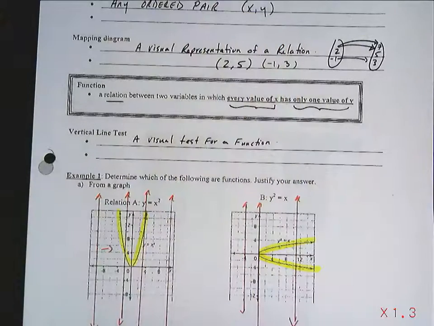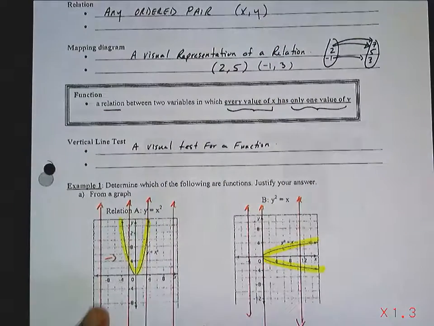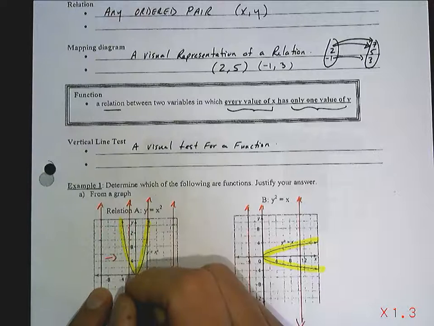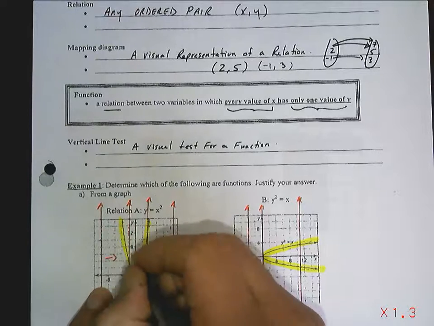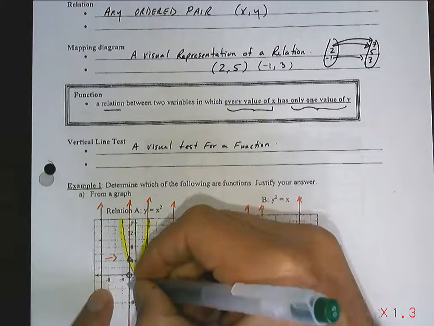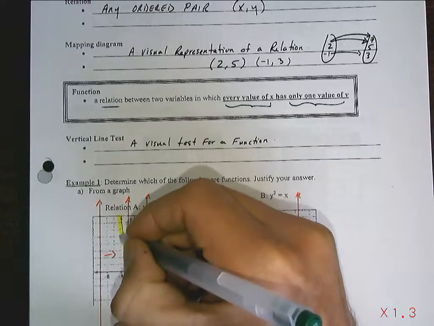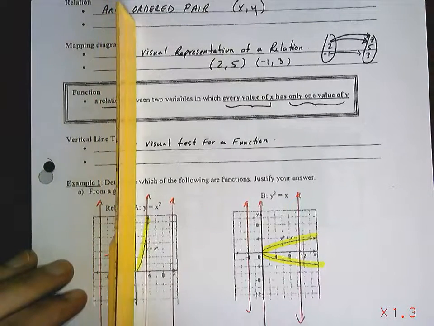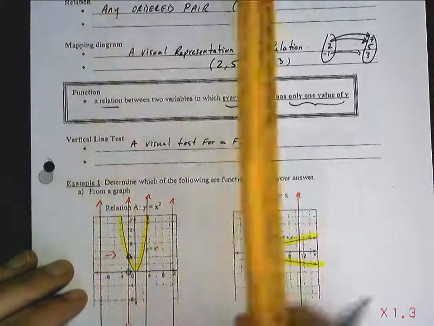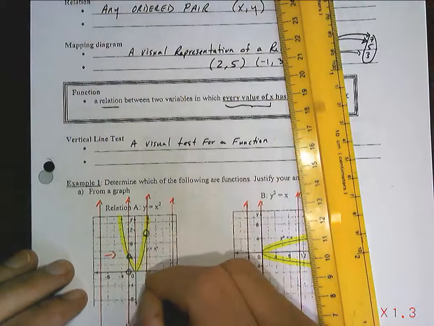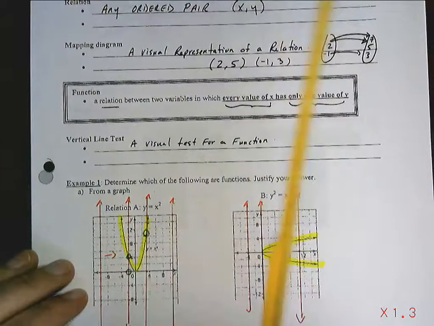Now, notice that as the vertical line crosses this one, for every value of x, there's only one value of y. In other words, the vertical line only touches the graph at one spot all the way through. So no matter where the vertical line is, it only touches this graph at one spot for any given value of x. That's not true over here.